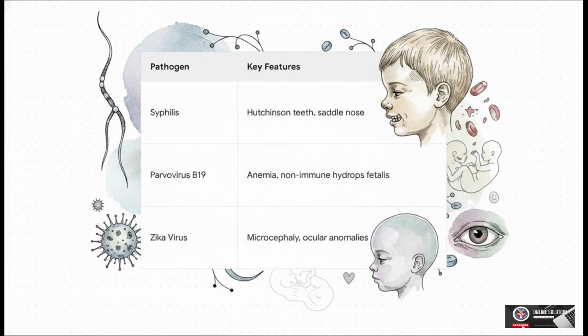First up, syphilis, caused by Treponema pallidum. This can cause miscarriage, macerated stillbirth, or non-immune fetal hydrops. But for late congenital syphilis, you absolutely must link the terms Hutchinson teeth and saddle nose straight to this pathogen. Next is parvovirus B19, which gives you severe anemia, high-output cardiac failure, and non-immune hydrops fetalis. Finally, Zika virus, which is a more recently recognized teratogen. Connect Zika directly to microcephaly and severe ocular anomalies.